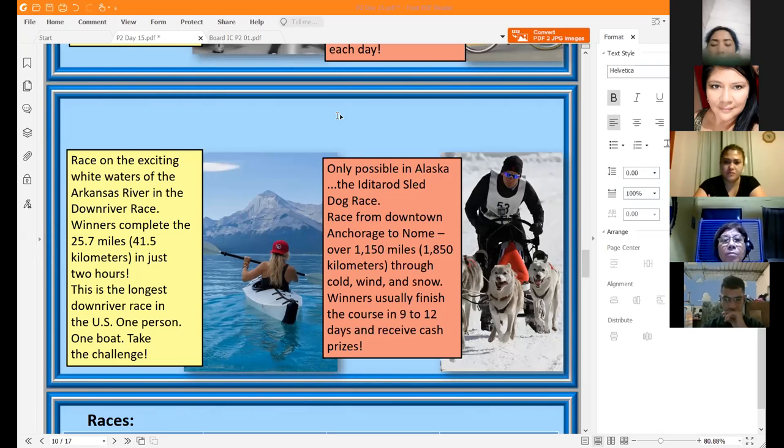Only possible in Alaska. The sled dog race. Race from downtown Anchorage to Nome over 1,150 miles, 1,850 kilometers. Yes. Through cold, wind, and snow. Winners usually finish the course in 9 to 12 days and receive cash prizes. Excellent, very good. Cash prizes for that.